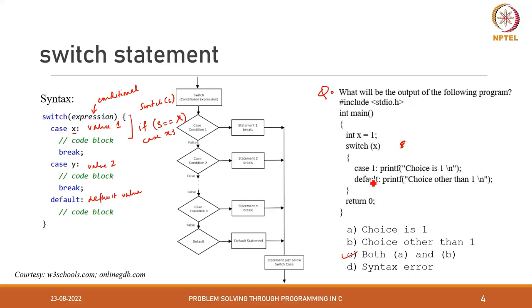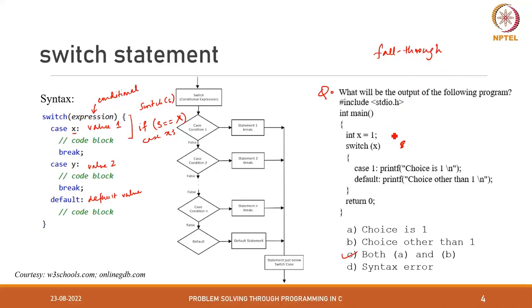Default is something that should be executed when none of the other conditions are matching. That is, if the expression that we have given here does not match with x or y, the default should be executed. That is the purpose of the default part of switch case. But here, because we don't have a break statement, it will automatically go to the default case and print this one as well. So this is something called a fall through.